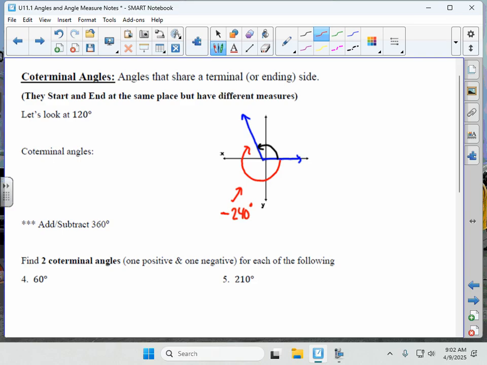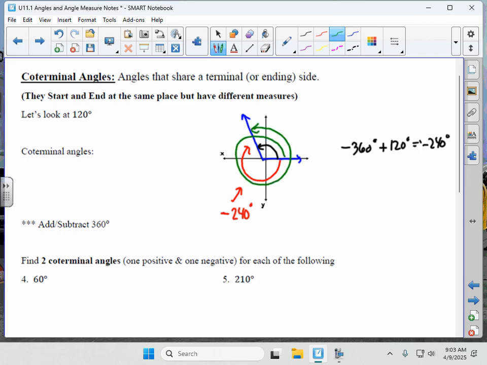All right, so how do I know it's negative 240 degrees? Well, if I take a full rotation of negative 360 degrees, and I add on the 120 degree angle that they gave me, I'm going to get negative 240 degrees. So we say negative 240 is coterminal with positive 120. Now, there's an infinite number of angles that are going to be coterminal to 120 degrees, but another one I could create is this one right here.